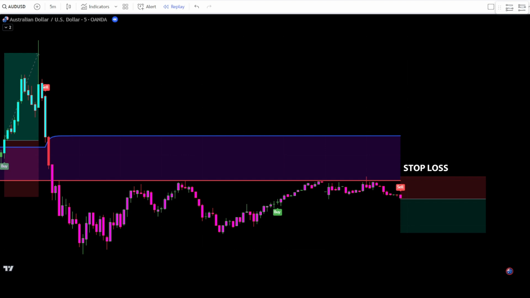Place the stop loss at the last swing high. Use a take profit target with a risk to reward ratio of 1 to 1.5.